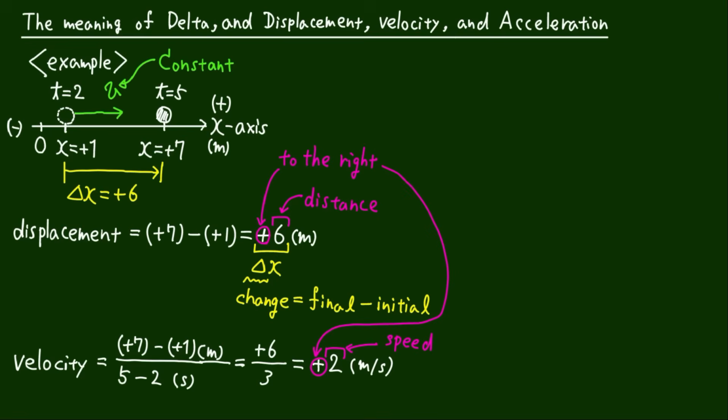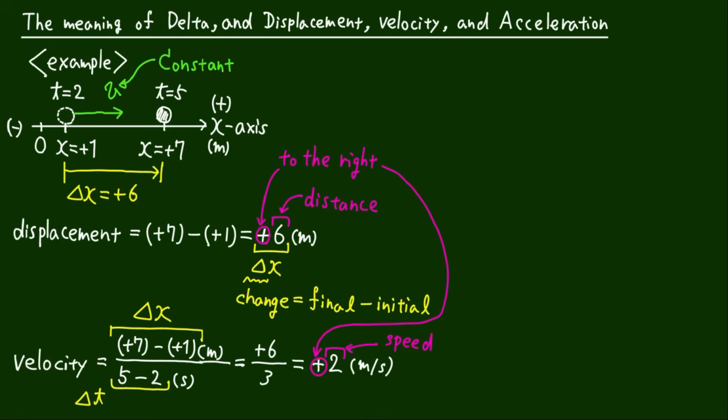Is that clear? Now actually we can write this velocity more elegantly and simply using delta, the symbol for change that we studied earlier. This plus 7 minus plus 1, when we express it using delta, since it represents displacement, we can write it as delta x. And this 5 minus 2 represents the time interval. The change in time is what we call the time interval. Using delta, we can write this as delta t.